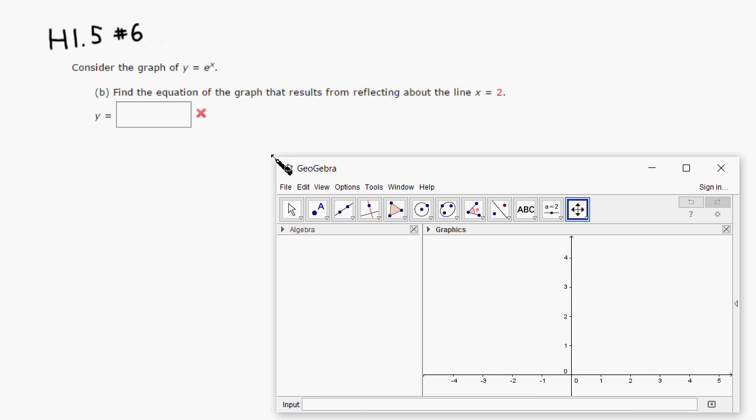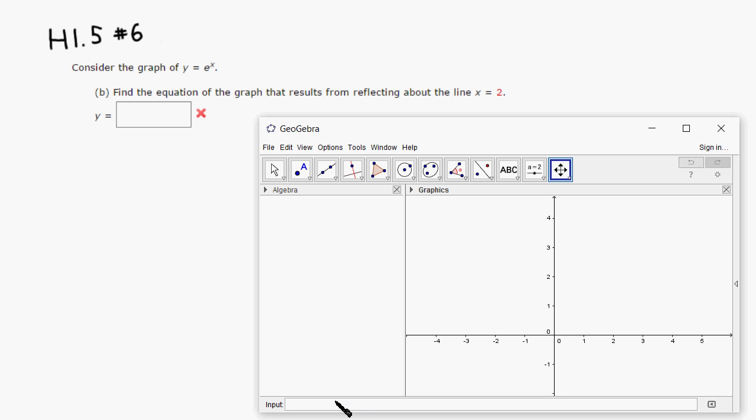All right, so let's start with the exponential function, y equals e to the x. We put exp for e to the x, so that's going to look like this. Oops, I messed it up here. All right, so e to the x, then I enter. So this is the picture. And x equals 2 is a vertical line, which looks like that.